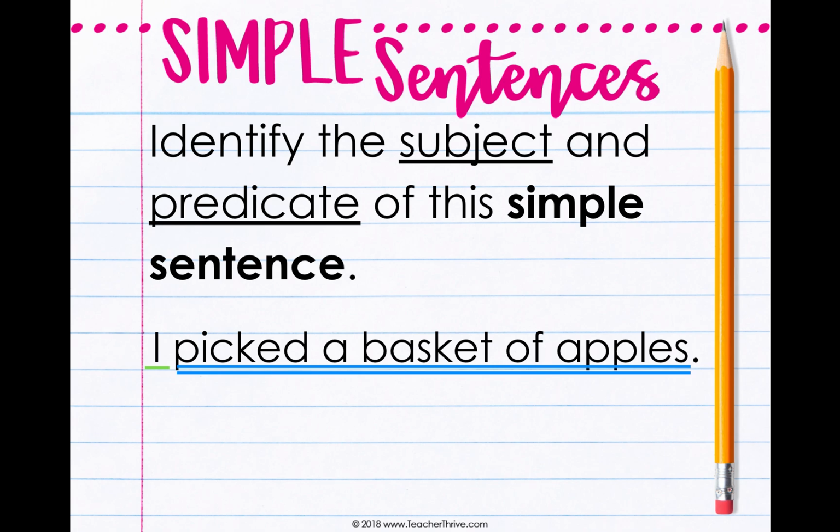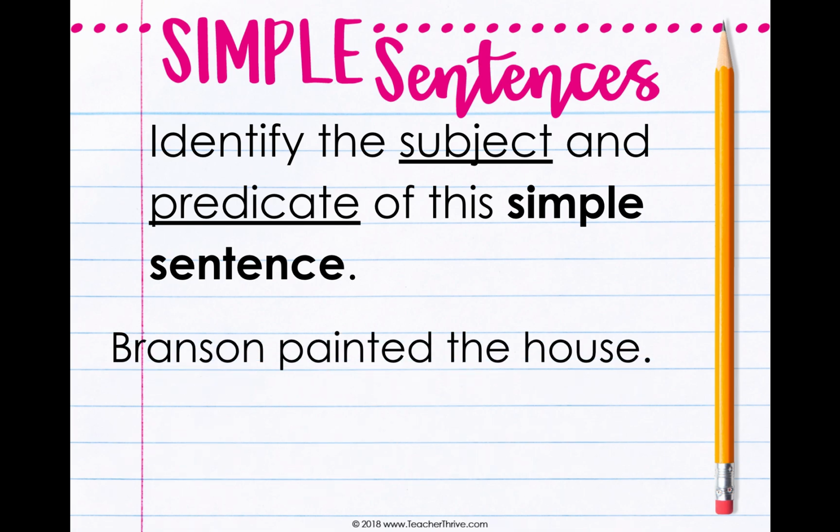Branson painted the house. Branson would be our subject, our person, our who, our noun, and we use green to identify the subject. Painted the house would be the predicate, what Branson is doing. Painted is a verb, something that you do, it's an action. So painted the house would be the predicate.